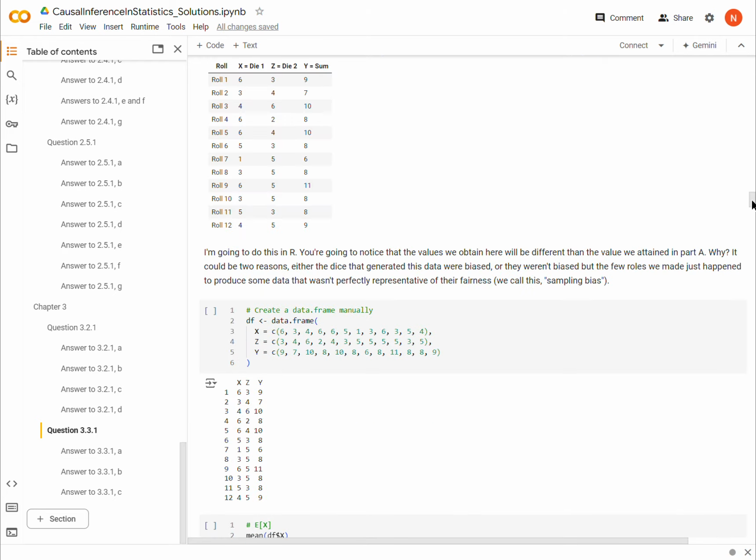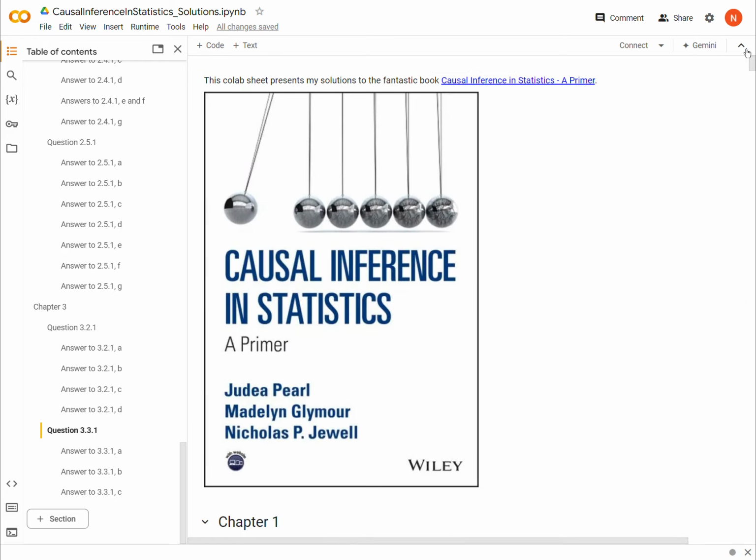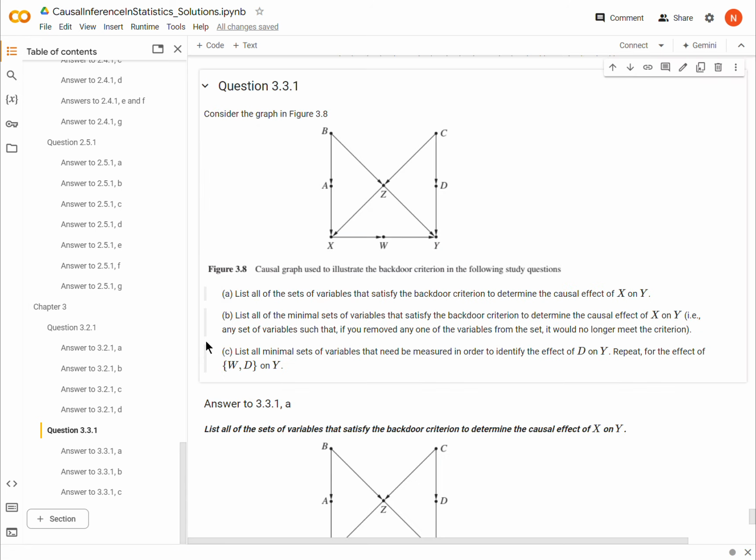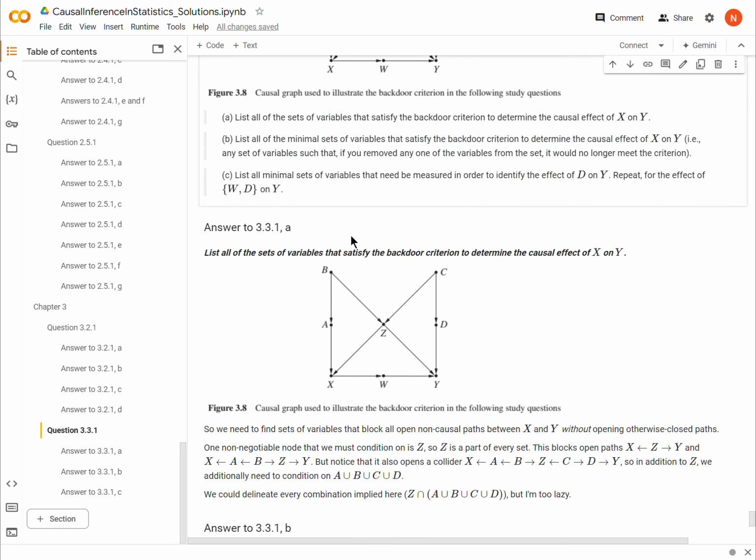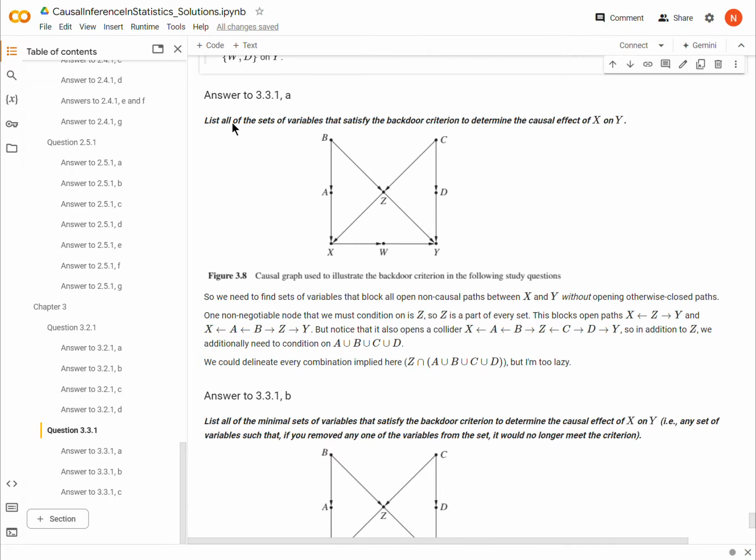Okay, so this is Causal Inference in Statistics, that book right there. And we're on question 3.31, and there are 3 parts here, and they all center around this image right here, so we'll become acquainted with it as we go along. Okay, so part A is we are meant to list all sets of variables that satisfy the backdoor criterion to determine the causal effect of X right here on Y over here.